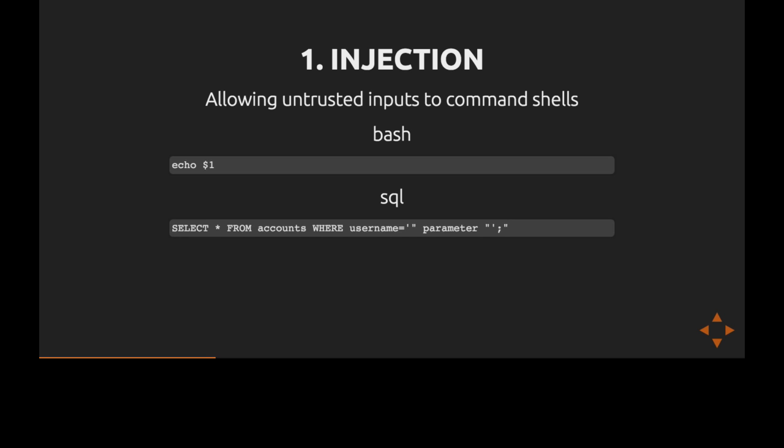So injection is allowing untrusted inputs to the command shells. Bash, echo $1, or SQL, which is what I'm most familiar with, where you pass in a SQL statement and tell the SQL database to interpret this and give you results. So injection can occur in a few different ways.